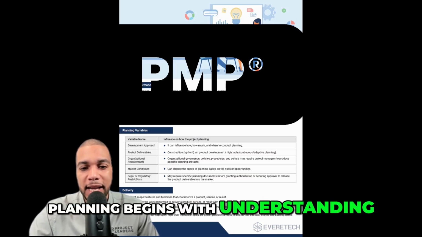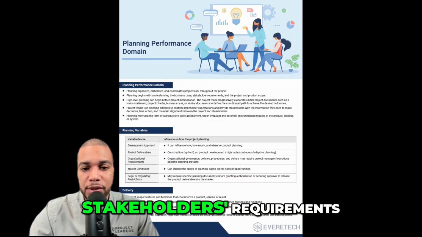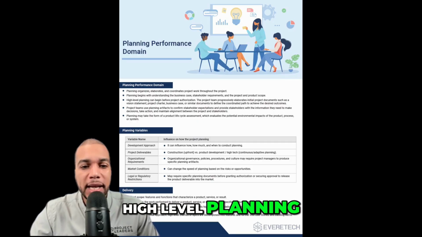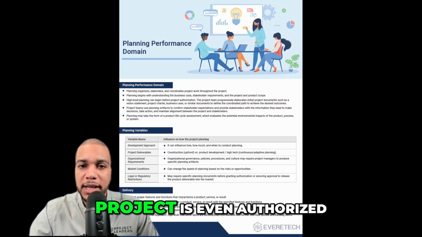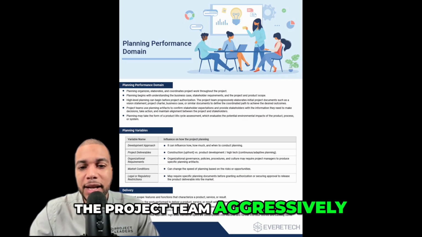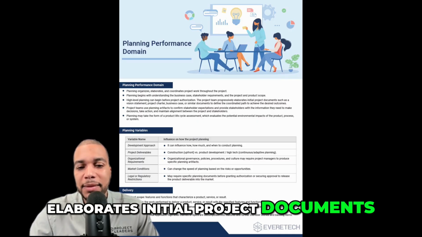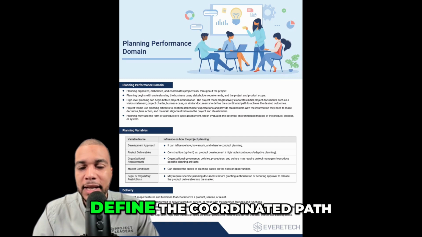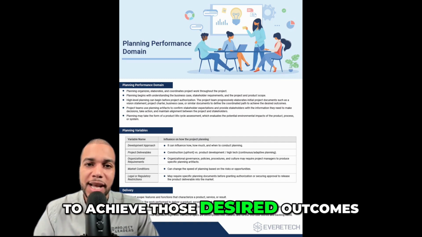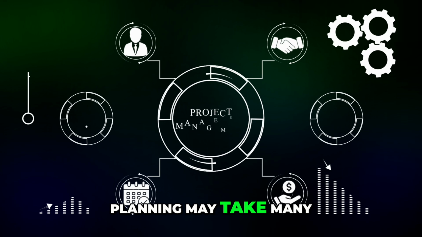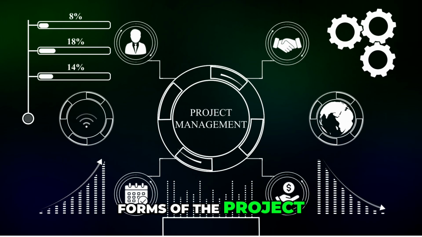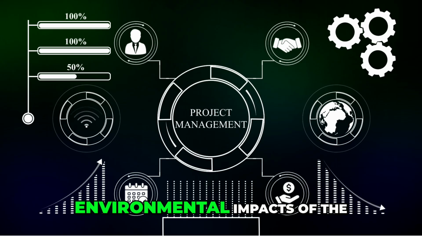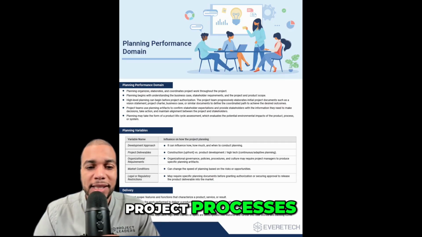Planning begins with understanding the business case, stakeholders' requirements, and the project scope and the product scope. High-level planning can begin before the project is even authorized. The project team progressively elaborates initial project documents such as the vision statement, the project charter, business case, or similar documents to define the coordinated path to achieve those desired outcomes. Planning may take many forms of the project life cycle assessment. This evaluates the potential environmental impacts of the project processes or the system.